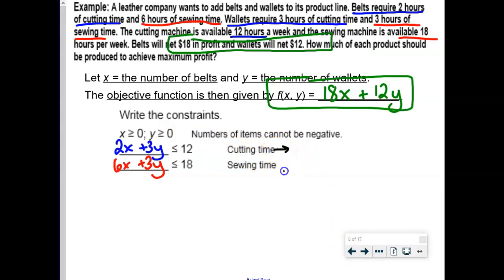The cutting time inequality and the sewing time inequality, you would have wanted to rearrange both of those into slope-intercept form more than likely. So maybe you rearrange them into, let's see, this guy we would subtract the 2x and divide by 3. So negative 2/3 x, and then remember you divided everything by 3, so plus 4. And then the sewing machine constraint, let's see, we'd subtract 6x and divide everything by 3. So that would be a negative 2x plus 6. So if I was having to graph this by hand, I always revert back to a slope-intercept model of graphing because my graphs are so horrible.